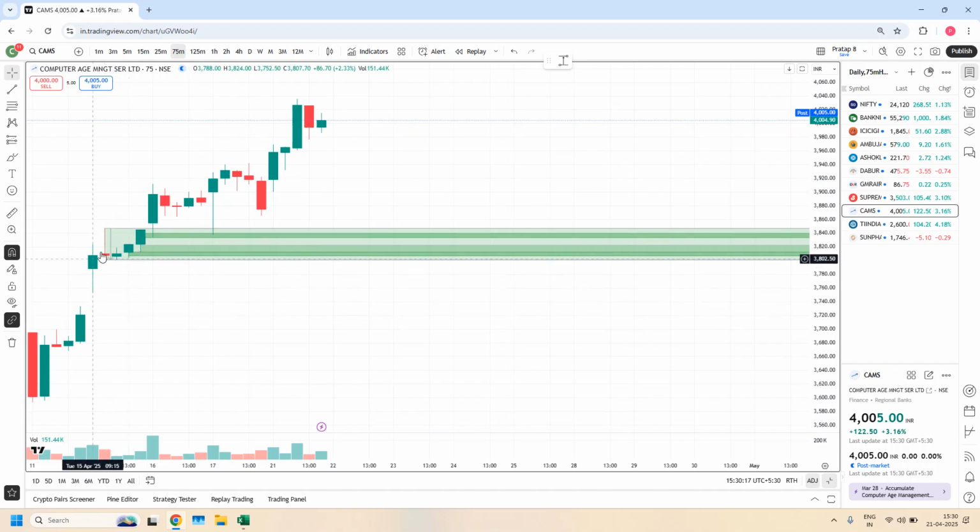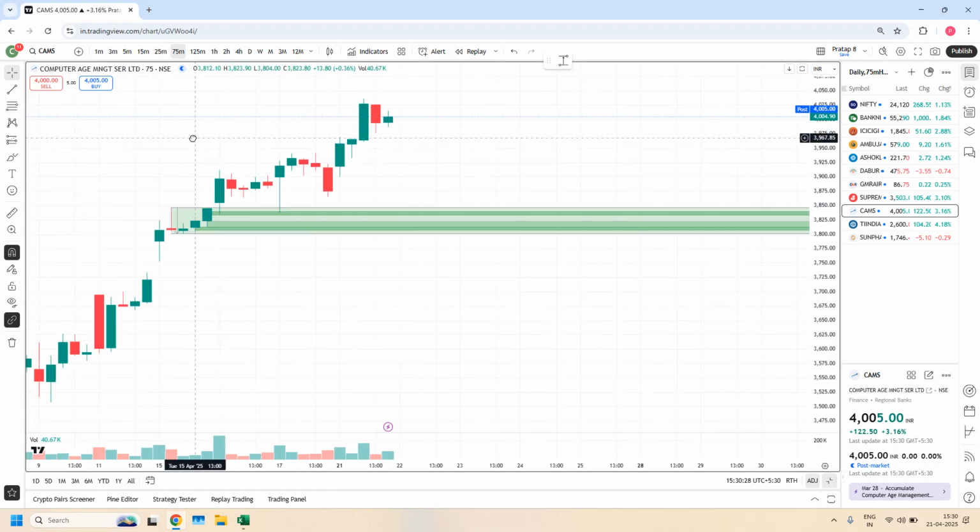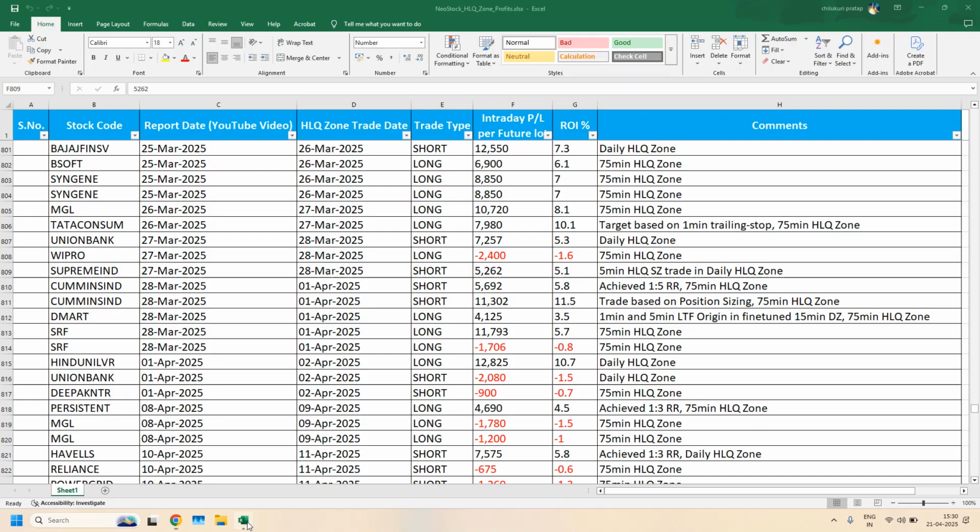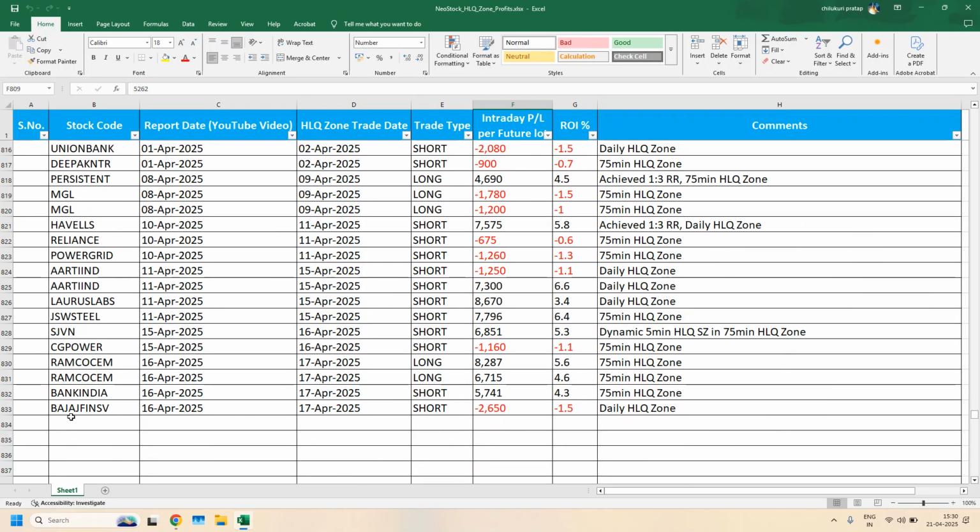See, this is a rally: 1, 2, 3, 4 base candles and a rally candle. Observe very carefully. I remember recently one of our members also asked a question related to this concept. Previously, I think we got a trade also from that stock.